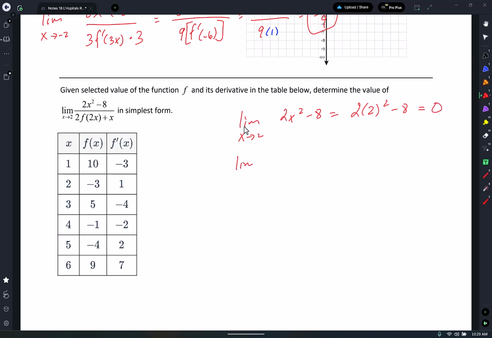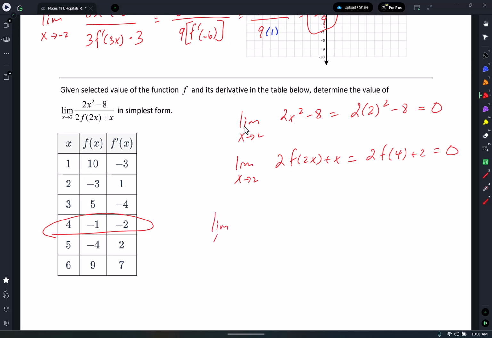Yep. Limit as x approaches 2 of 2f of 2x plus x. Let's see. 2f of 2 times 2, which is 4, plus 2. f of 4, here's f of 4, it's -1. -1 times 2 is -2. -2 plus 2 is 0. It is indeterminate, and I'll wait for you guys to catch up. It is indeterminate.